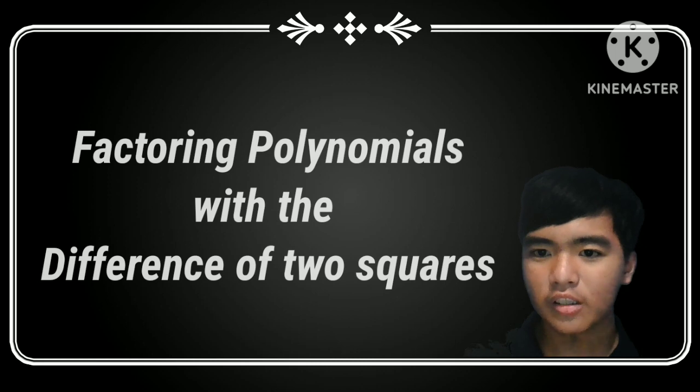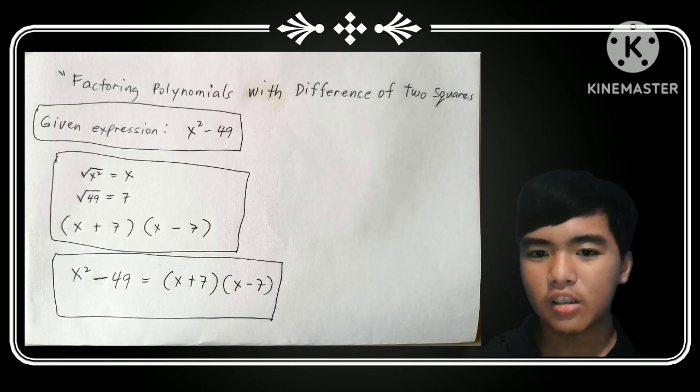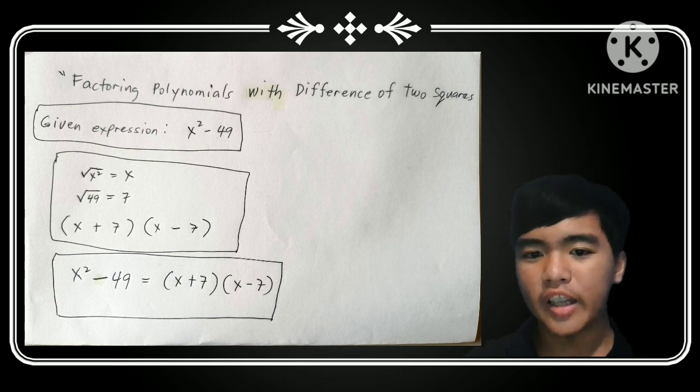Next, we'll talk about factoring polynomials, the difference of two squares. Here is the problem: x squared minus 49. So the first thing to do is to get the square root of x squared and 49. After getting the square roots, put two parentheses. Note, the number of parentheses depends on how many variables are in a given problem. If there are two variables, there should be two parentheses. The square root of x squared is x, and the square root of 49 is 7.